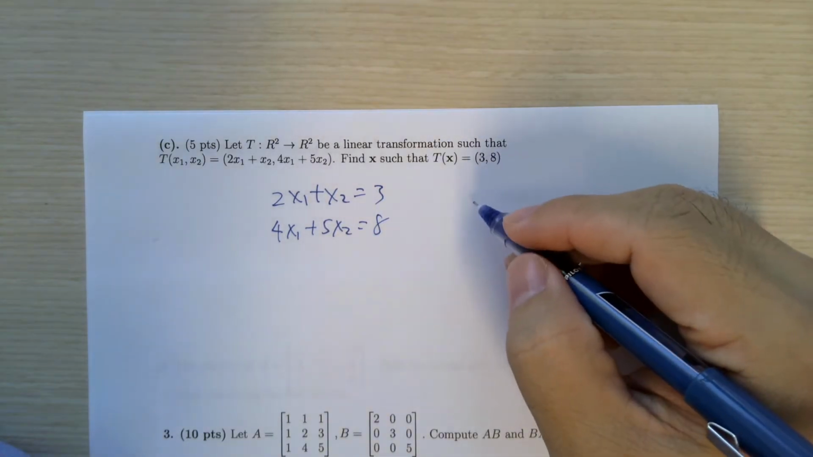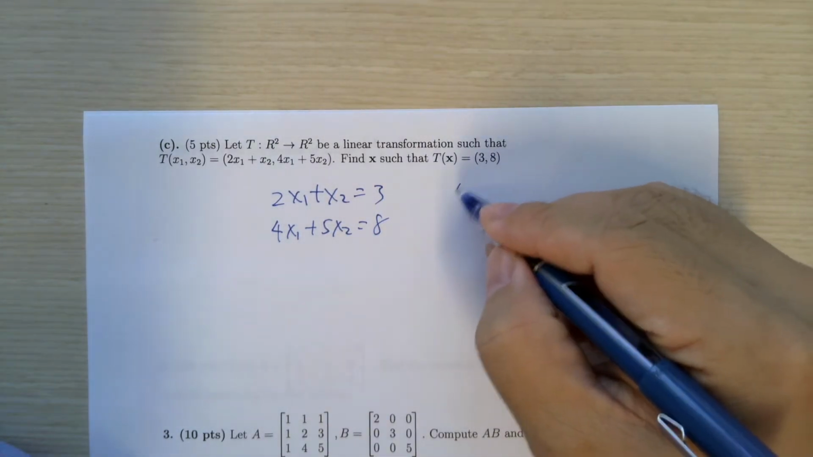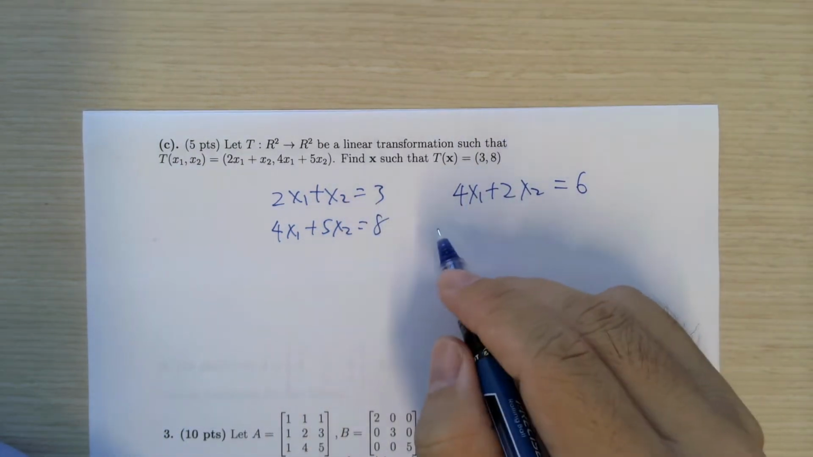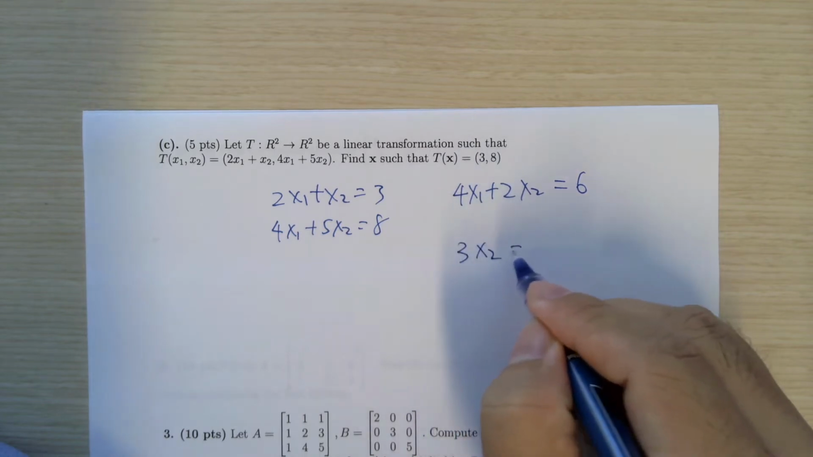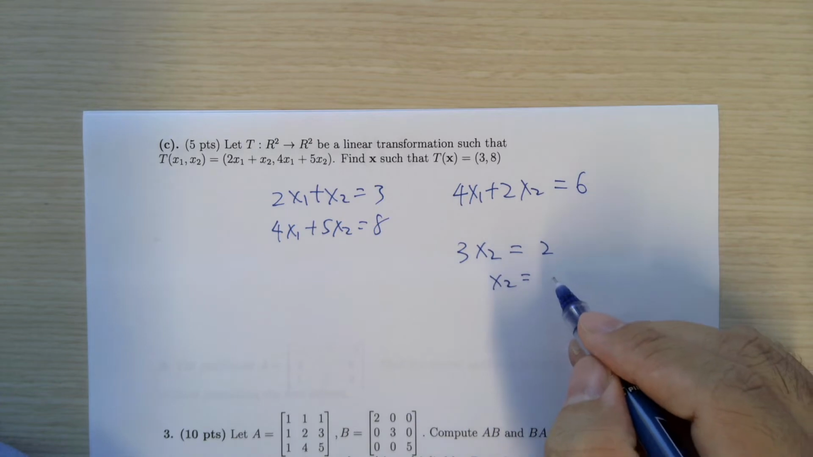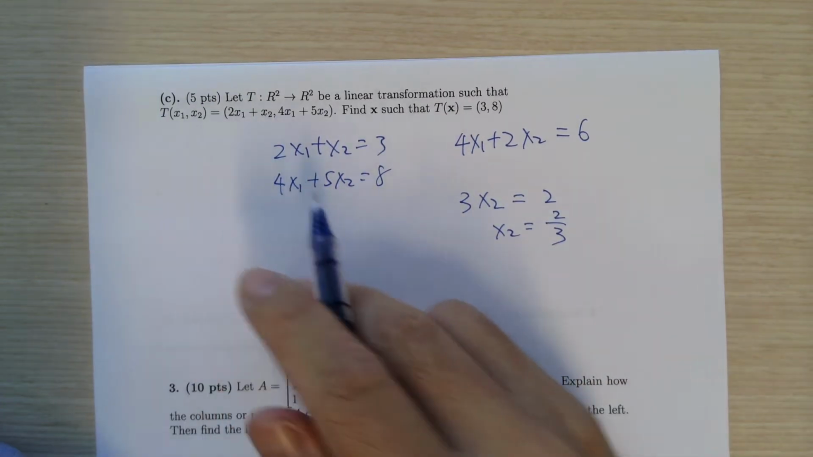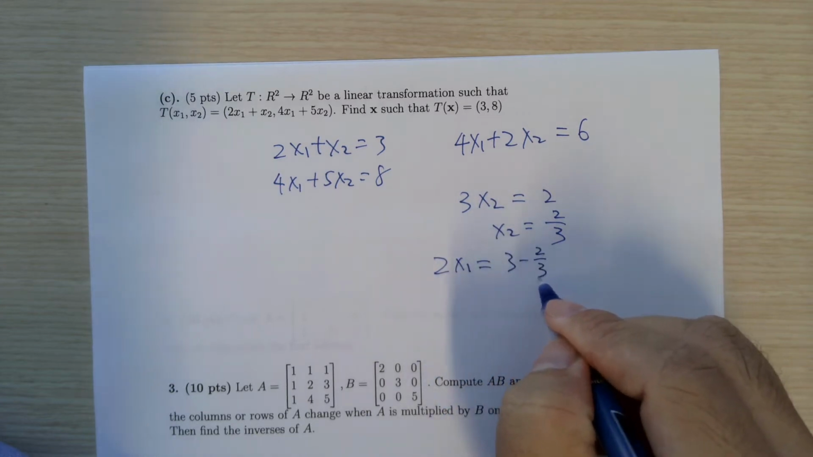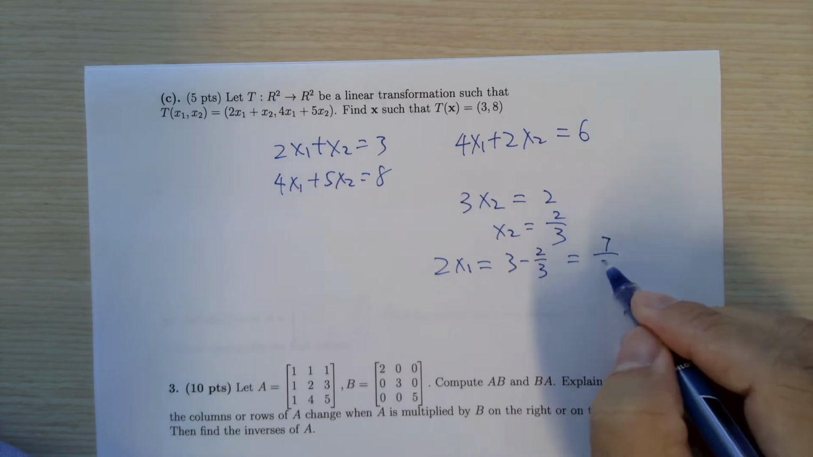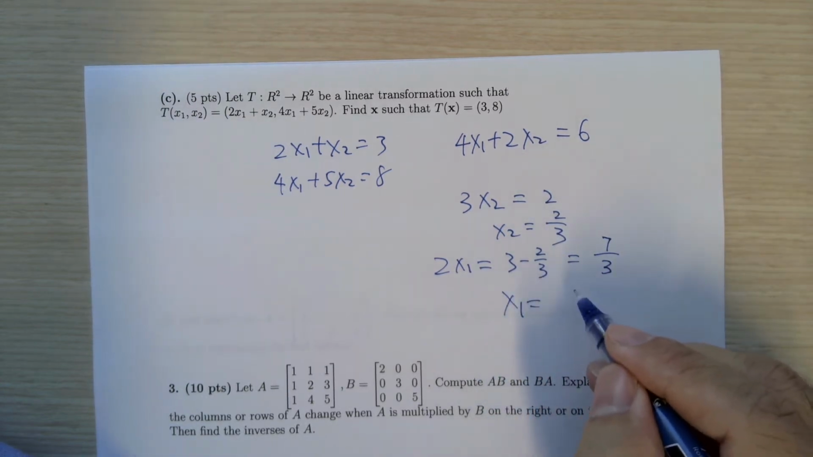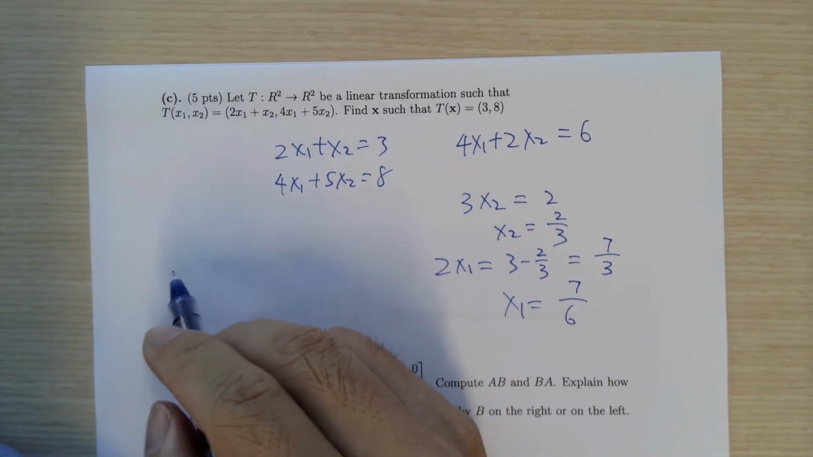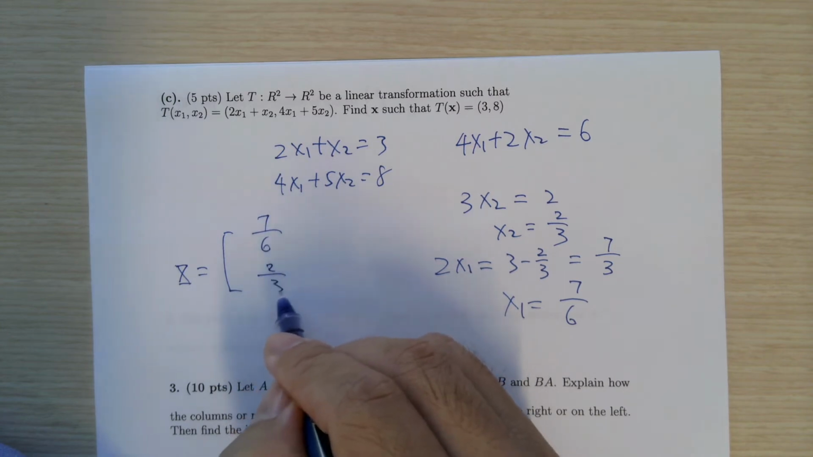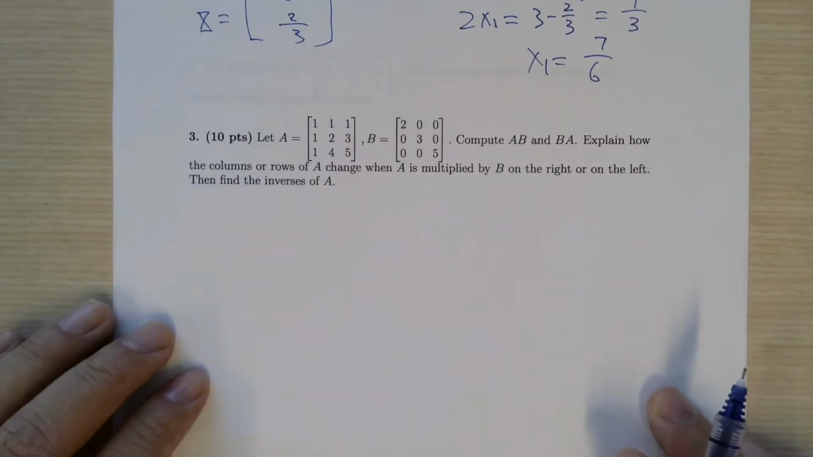So you can do 4x1 plus 2x2 equals 6. So just times 2 here, do a difference. Turns out 3x2 equals 2. x2 is going to be 2 over 3. And so 2x1 equals 3 minus 2 over 3, which is 7 over 3. So x1 equals 7 over 6. Okay, so the x we're looking for here is 7 over 6 and 2 over 3. Okay, so it's simple.